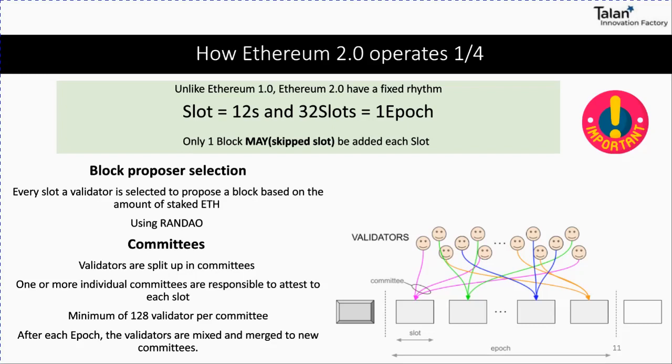And then you have the second technical term, which is the epoch. The 32 slots are equivalent to one epoch. So we can just divide our timeline into epochs and slots.